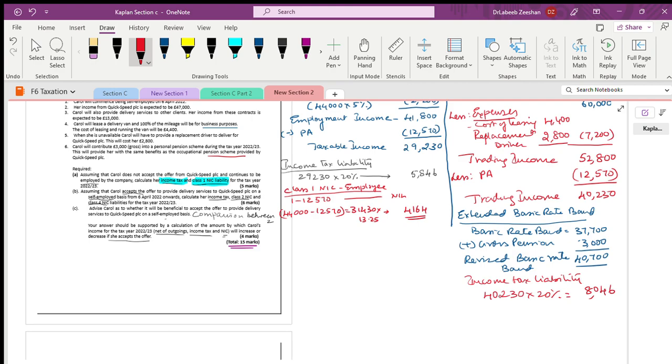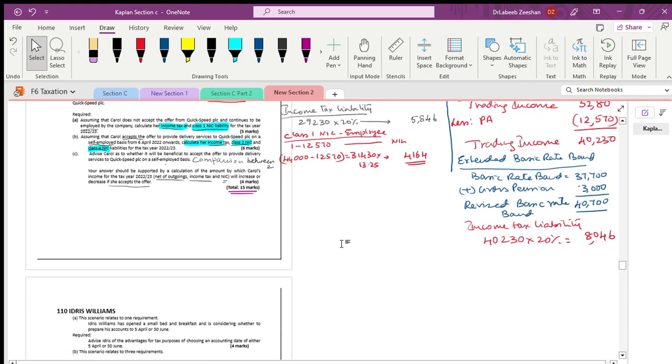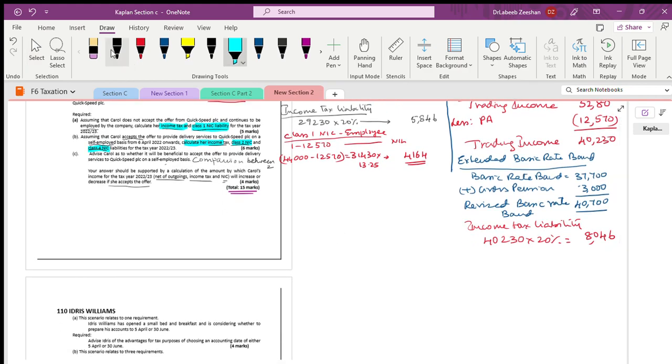And here, see what's happening. We have to calculate the income tax, class 2 NIC and class 4 NIC. We will cover this in the same section. Next.